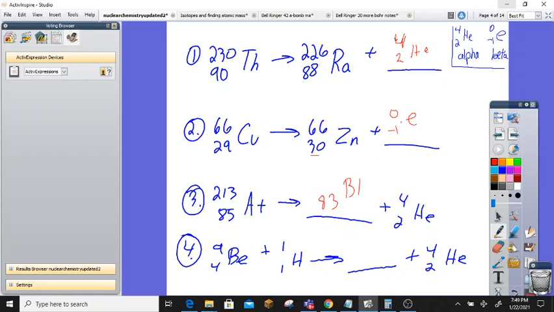And we do the same with the top number. 4 plus what is 213? That should be 209. 209, 10, 11, 12, 13. There you go. Bi.